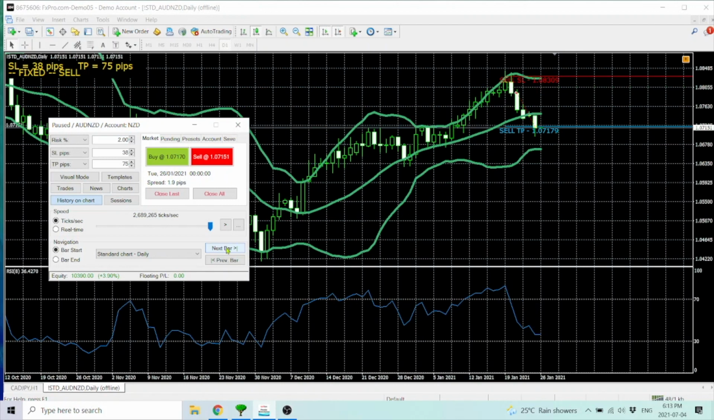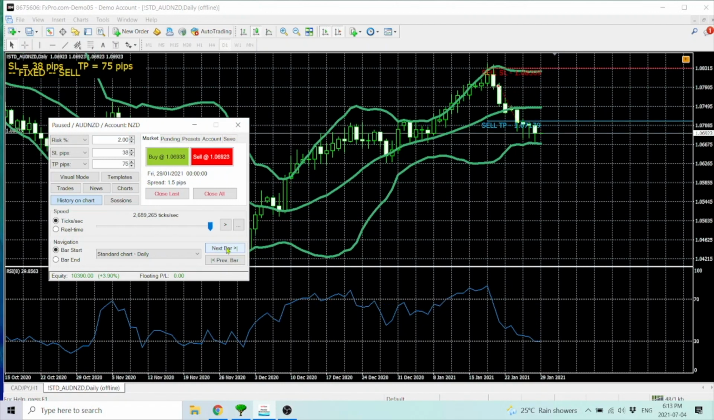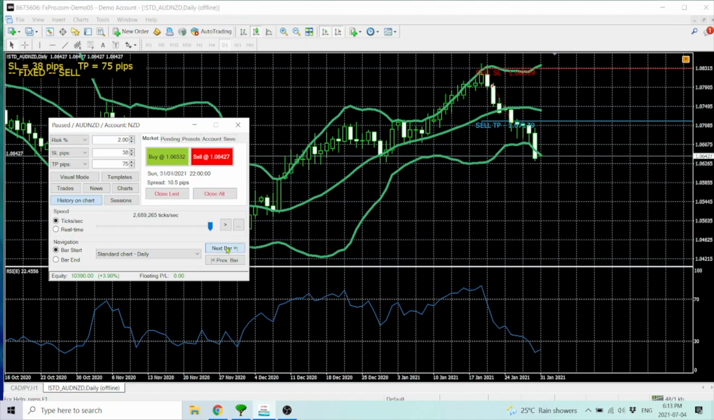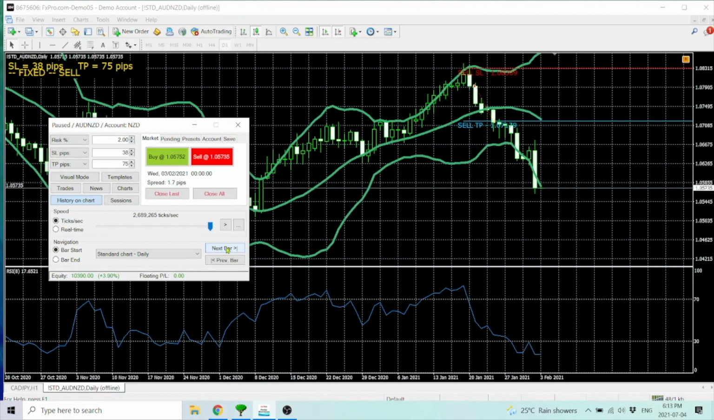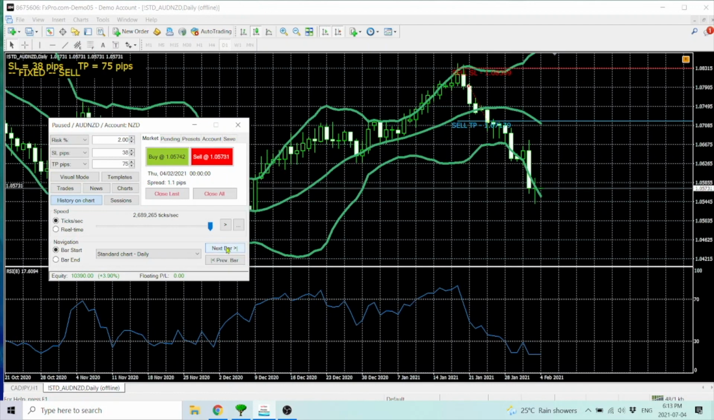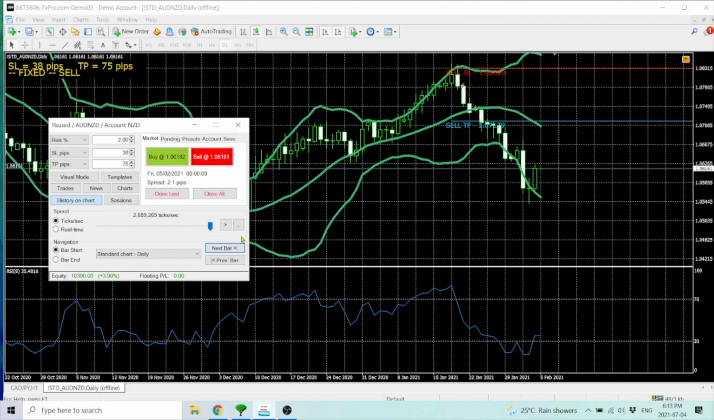Okay, let's keep going. Okay, so we came out of the Bollinger Band here. We came back into the Bollinger Band, but the RSI didn't cross back inside. Here it did, so we're going to take the trade long.